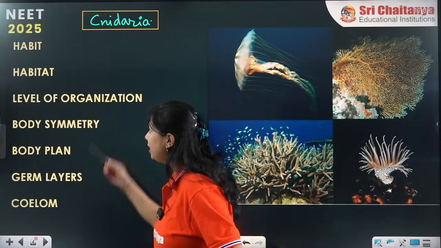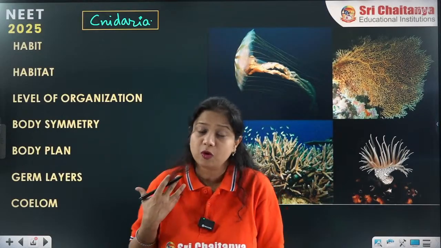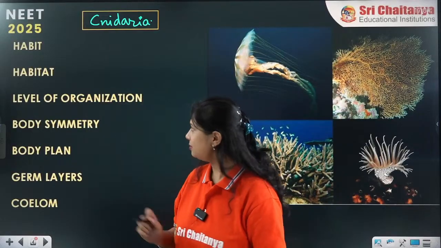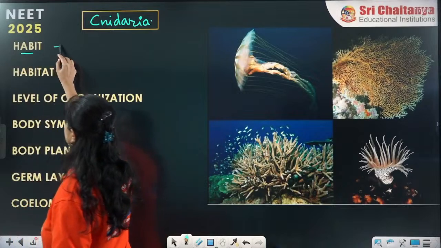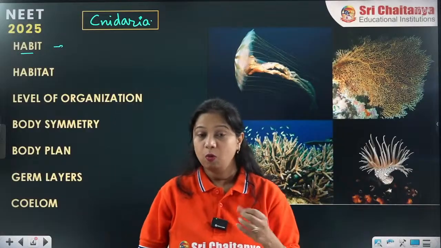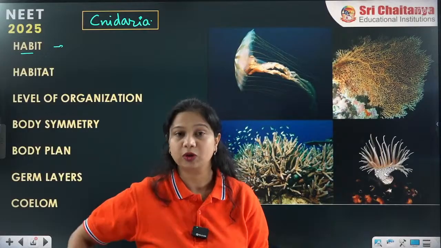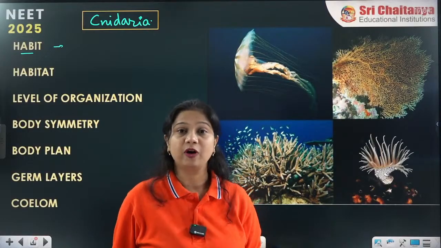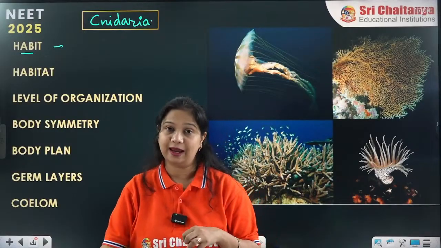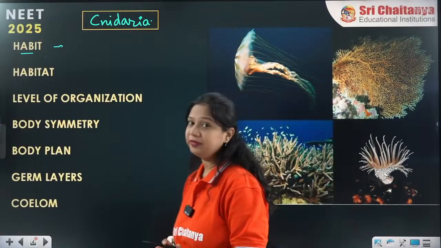These are habit, habitat, level of organization, symmetry, body plan, germ layers and coelom. These are the most basic characteristics that you have to know for your exams about a phylum. So first it is the habit. Habit includes different characteristics such as what it feeds on, whether it is motile or non-motile, what type of organism it is, and at what time it is active, in the day or in the night.